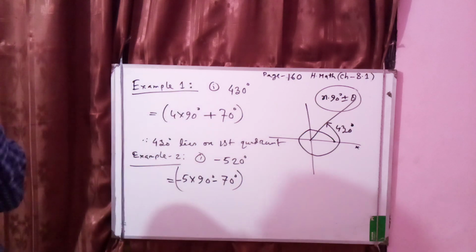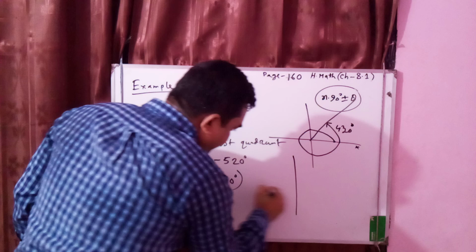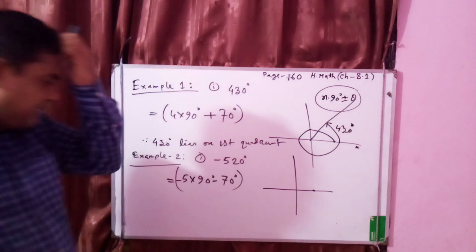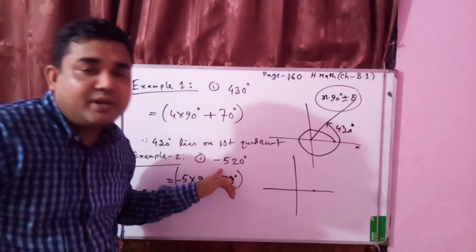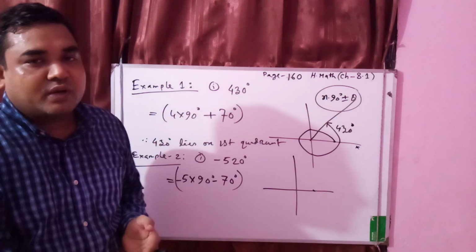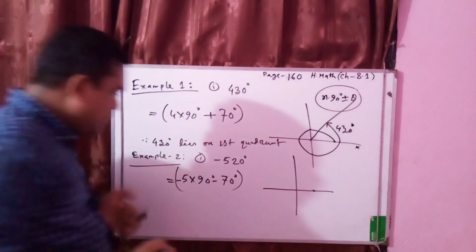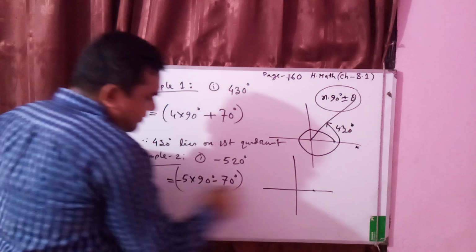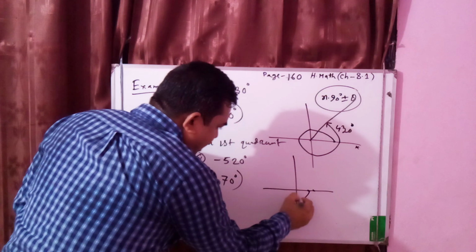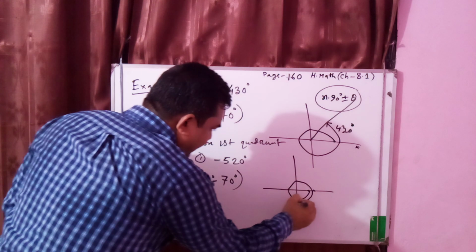Okay. Now we convert to quadrant. So we see that this is the starting point. Here the given angle is a negative value, so is it moving clockwise or anticlockwise? Since here we see minus, it moves in the negative direction. 90 into 5 means it moves 5 times. 1, 2, 3, 4, 5.